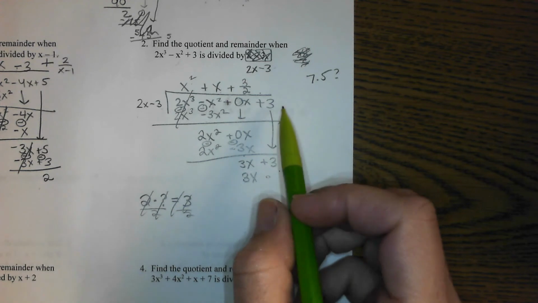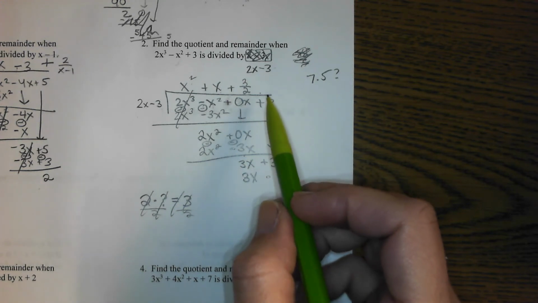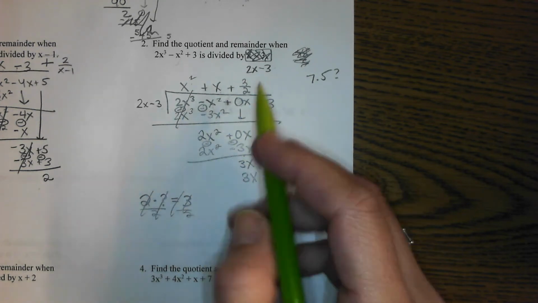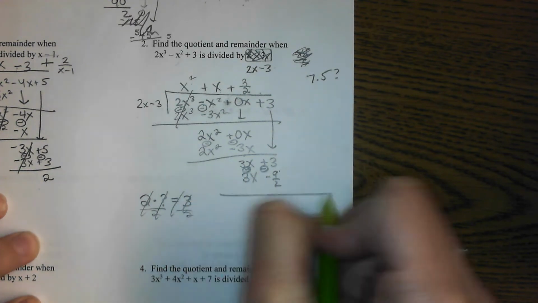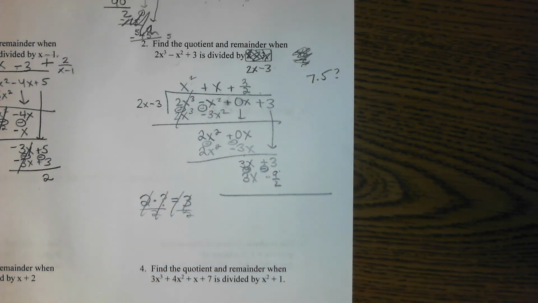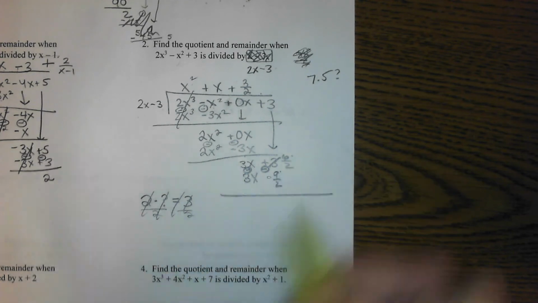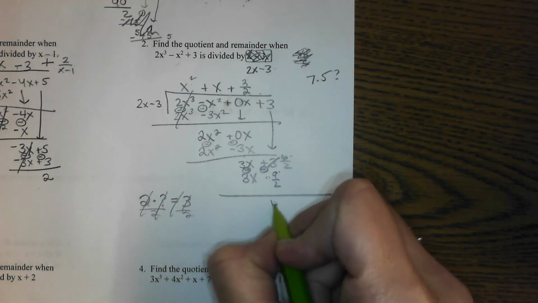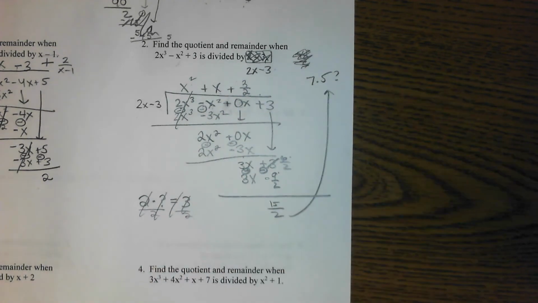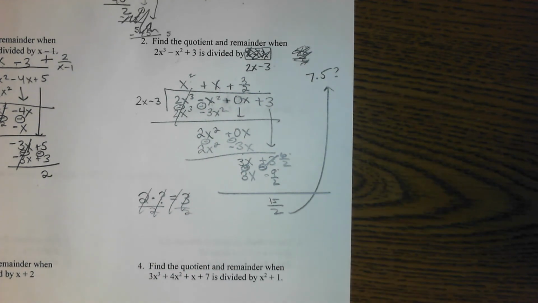All right, so back to the problem at hand. 3 halves times negative 3 is negative 9 halves. Now, if you can't multiply fractions, I am very afraid of adding and subtracting. You obviously do have a calculator, but 3 is the same thing as 6 halves. So 6 halves minus negative 9 halves is 6 halves plus 9 halves, which is 15 halves, which is 7.5.